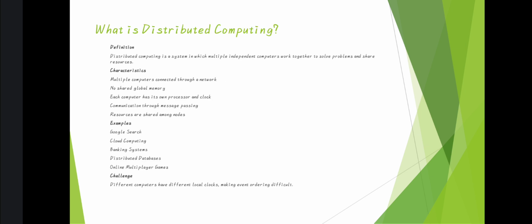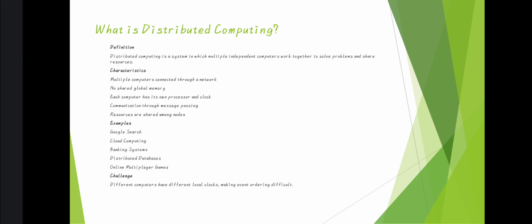What is distributed computing? Distributed computing is a system in which multiple independent computers work together to solve problems and share resources. That means if you have one problem, you split it across many computers, each executes part of it, and then you combine the results to get the final output.